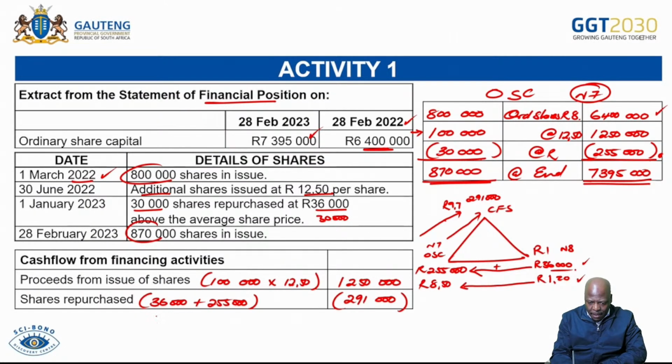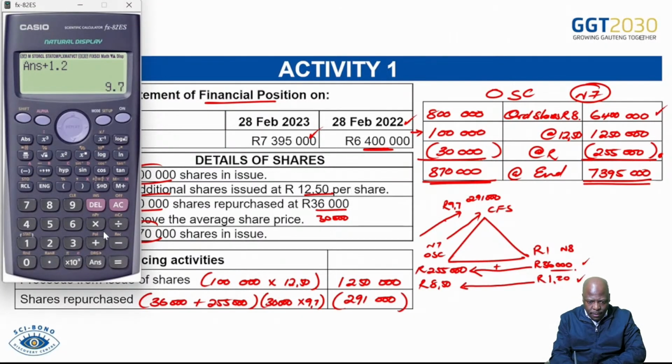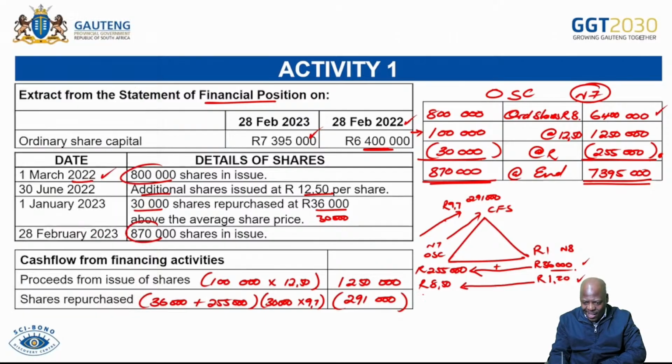So I can come and say, we repurchased shares here. How many shares did we buy back? 30,000 shares. How much did we pay per share? 9.70. So if it's 30,000 shares that we have bought back at 9.70 per share, that should give me the same amount, 291,000. This is how you can also do it.